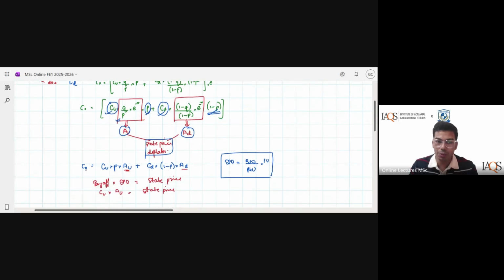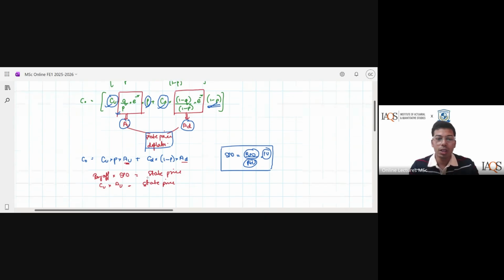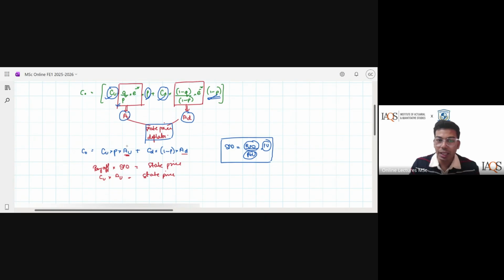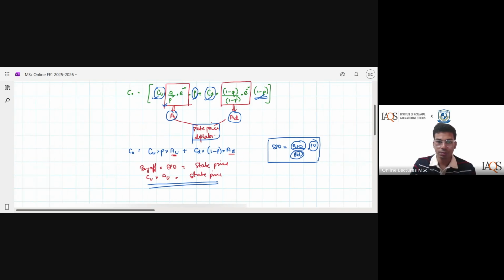The revised equation therefore becomes C0 is equal to CU into probability, payoff into probability into state price deflator plus payoff into probability into state price deflator. Where state price deflator is nothing but risk neutral probability upon real world probability into your original PV factor. AU is called your state price deflator, but CU into AU will be called your state price. So depending on what they ask in the question, you can calculate that accordingly.